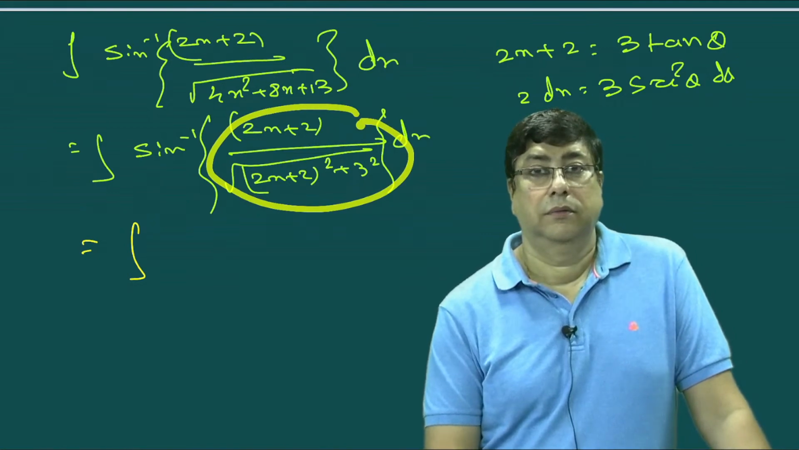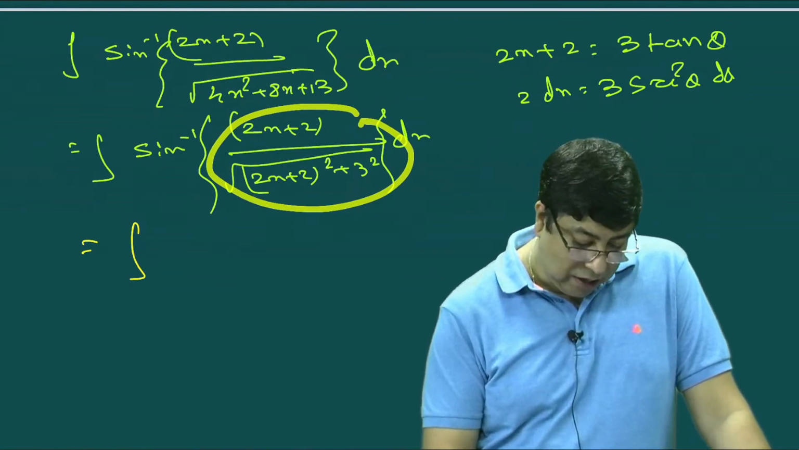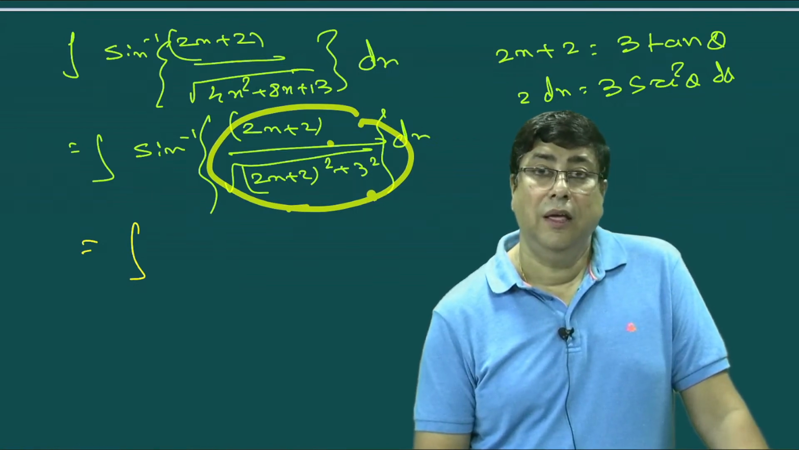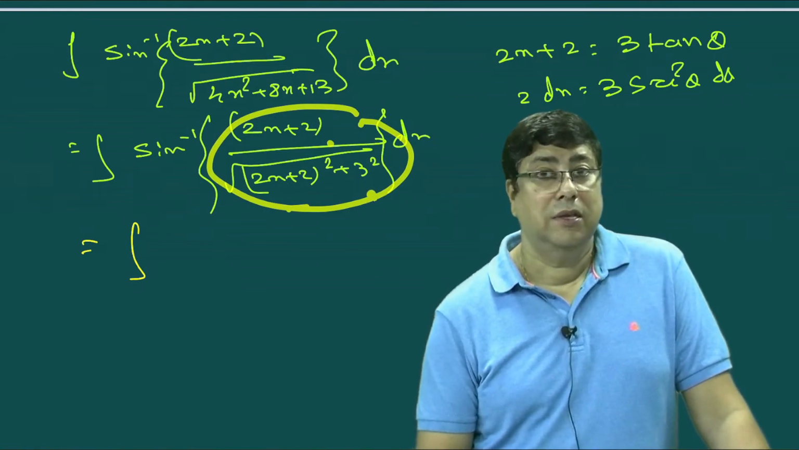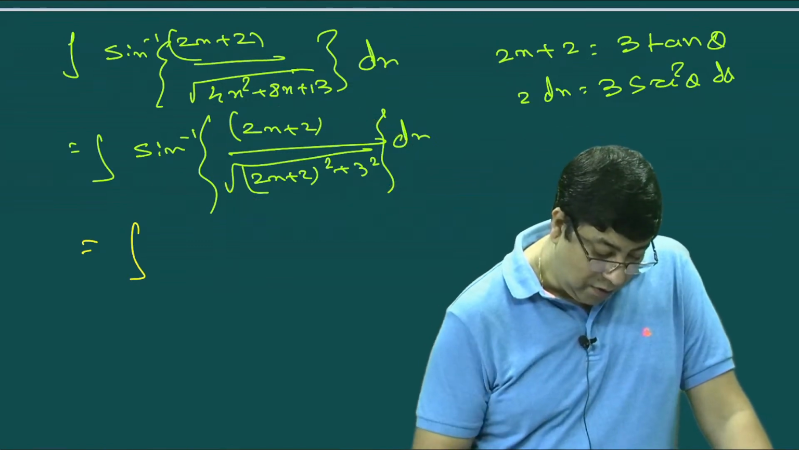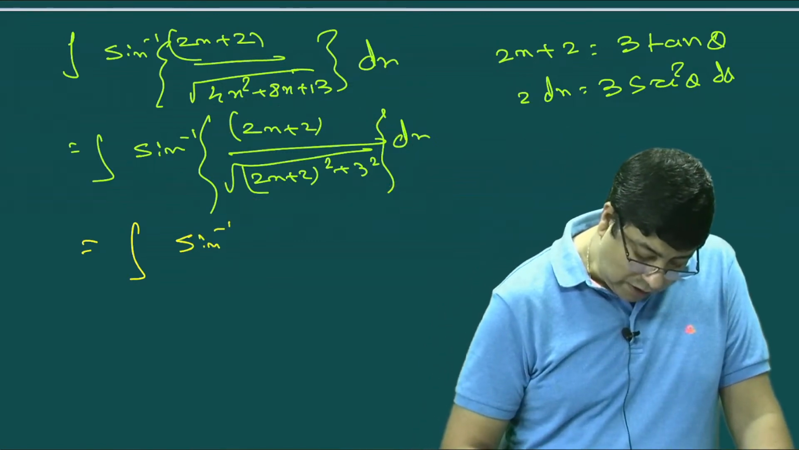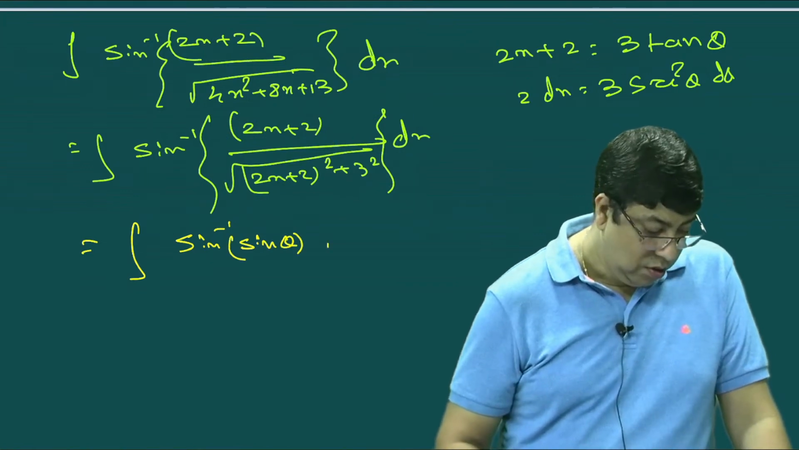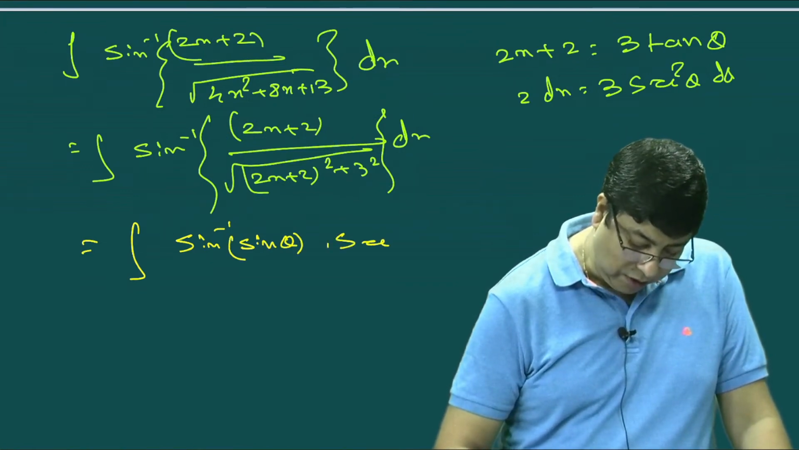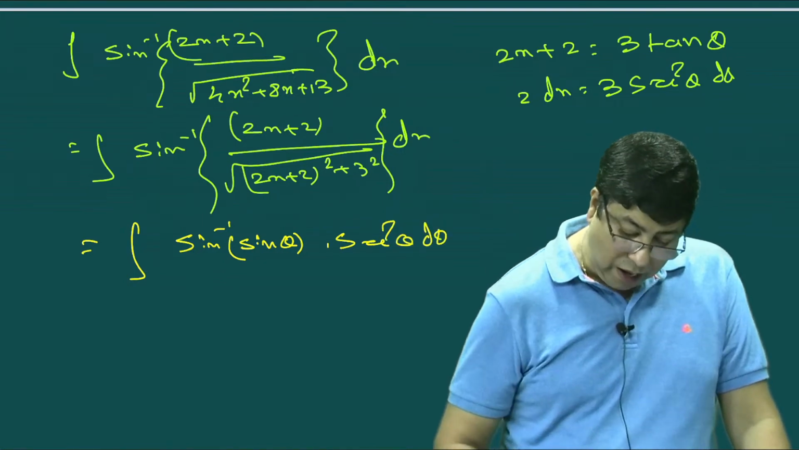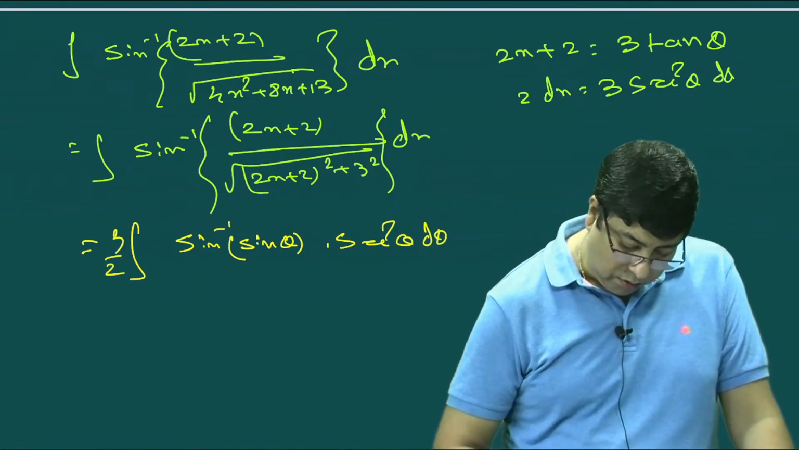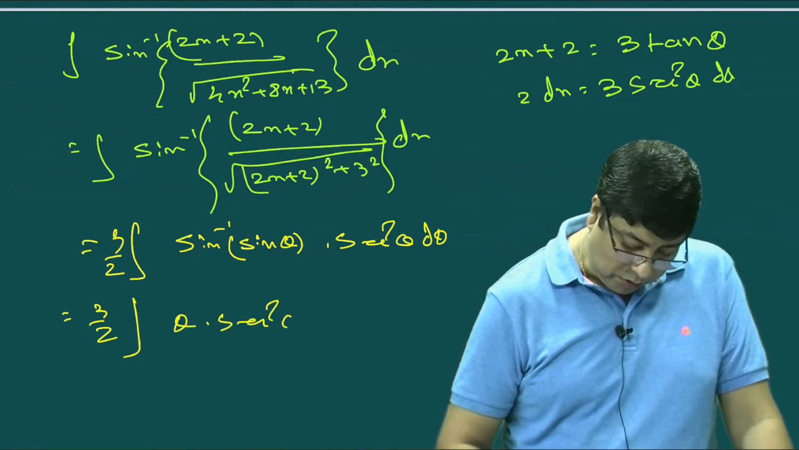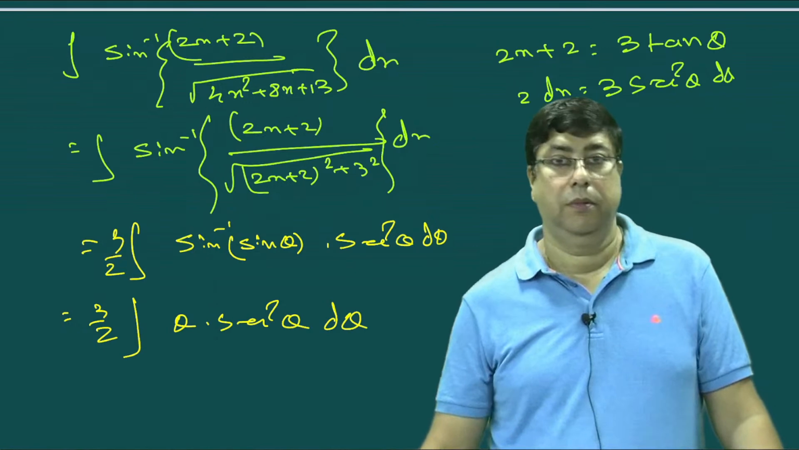this is directly coming sine theta. Just check it. Tan theta by the square root of 1 plus tan square theta, which is sec theta. Tan theta by sec theta is coming to be sine theta. So finally we are getting sine inverse sine theta into sec square theta, and this is coming 3 by 2. So this is coming to be integration theta into sec square theta d theta.